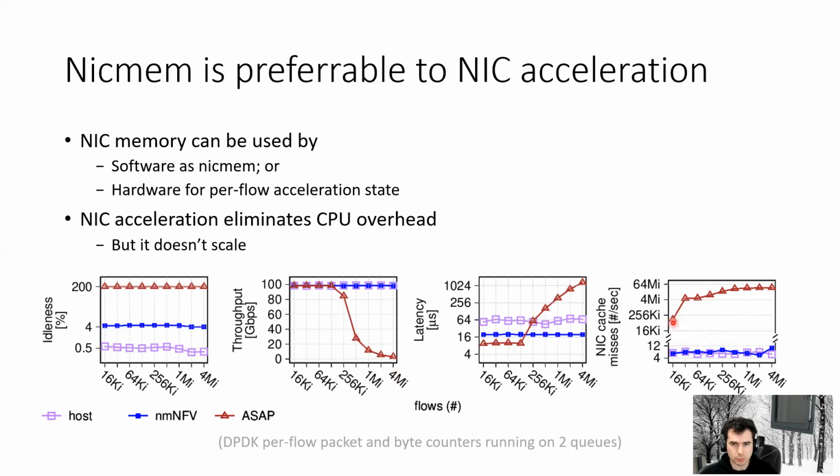And here we show the number of NIC cache misses experienced. So the NIC is able to hide some cache misses, but at a certain point, it's just too much. And Nicmem and hostmem do not suffer from this effect because their performance is not dependent on the number of flows, as the payload being stored is not per flow. And as a result, Nicmem and hostmem avoid this issue regardless of the number of flows.